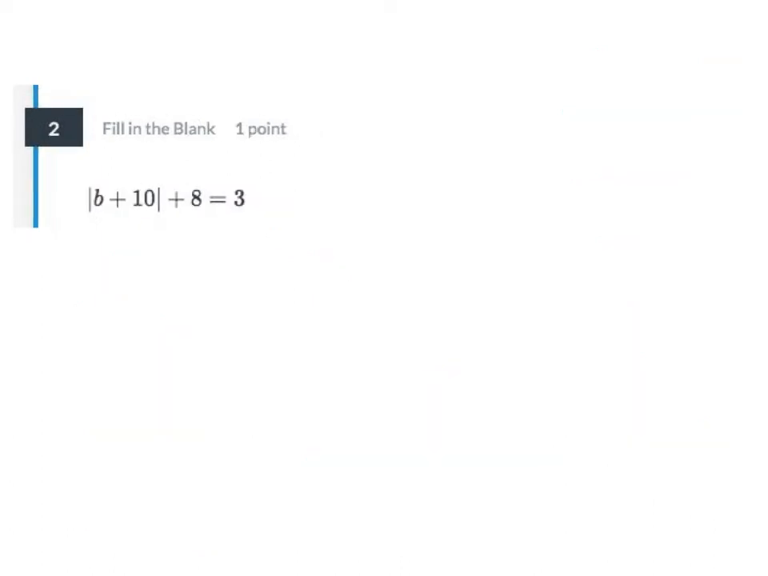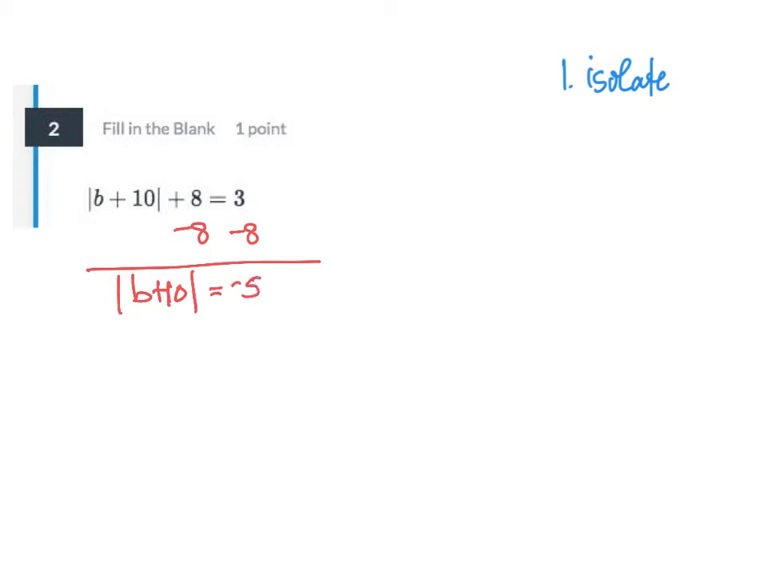All right, here is number 2. Again, first is to isolate. Is the absolute value isolated by itself? It is not. Notice how we have this plus 8. We have to move that first. Again, we're doing PEMDAS backwards. I see addition, so I'm going to subtract. Let's subtract 8 from both sides. We have absolute value of b plus 10 equals 3 minus 8, which is negative 5.